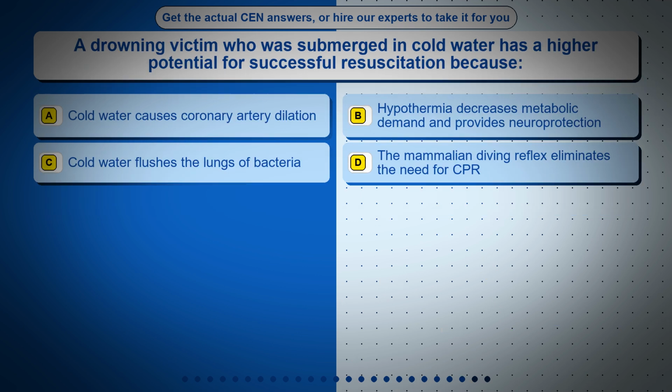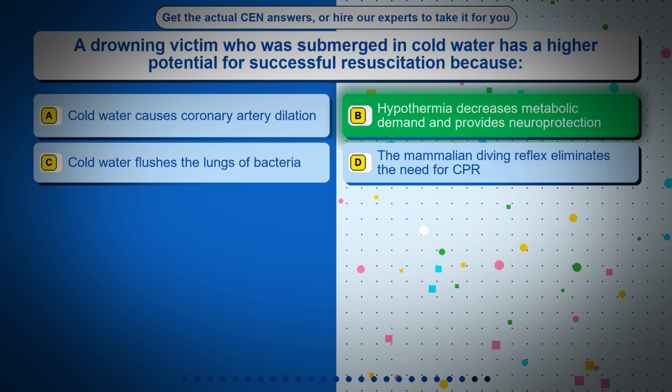Question 23. A drowning victim who was submerged in cold water has a higher potential for successful resuscitation because: Option A, cold water causes coronary artery dilation. Option B, hypothermia decreases metabolic demand and provides neuroprotection. Option C, cold water flushes the lungs of bacteria. Option D, the mammalian diving reflex eliminates the need for CPR.